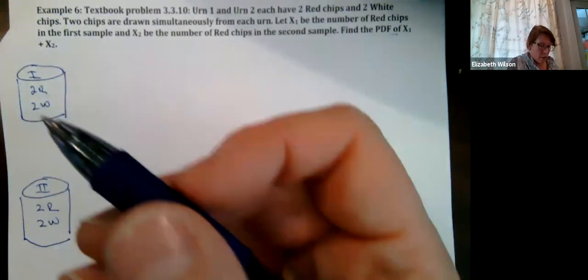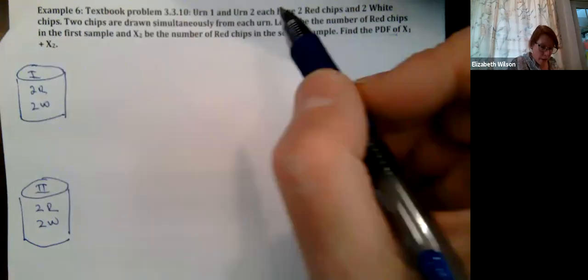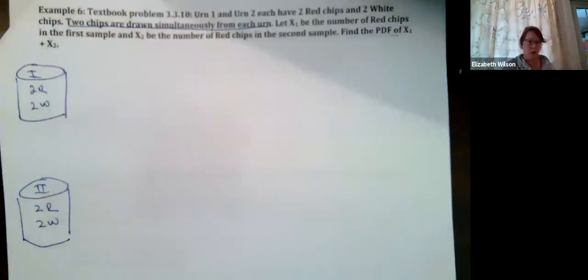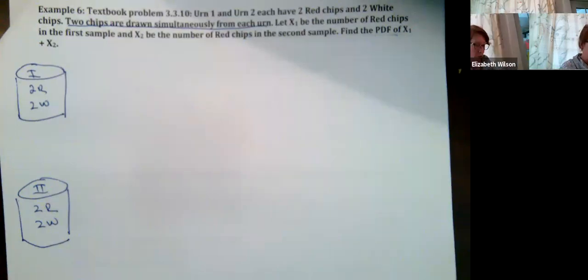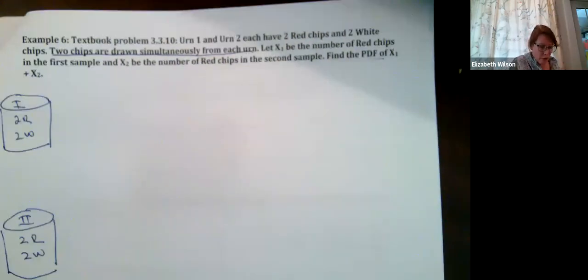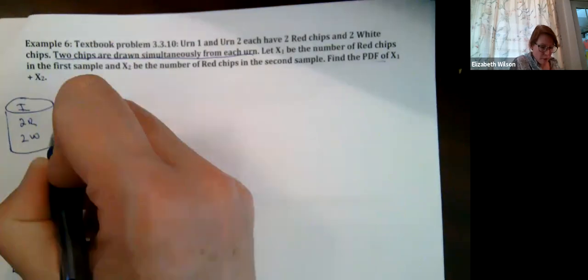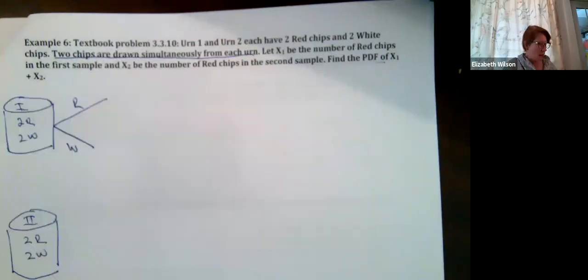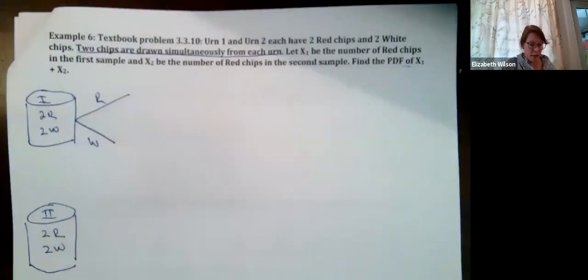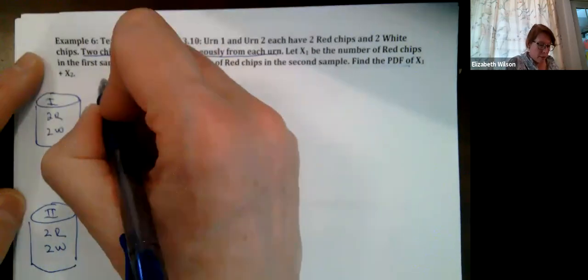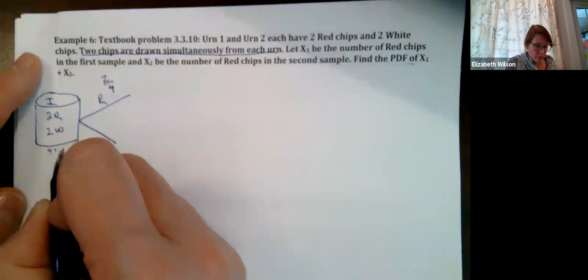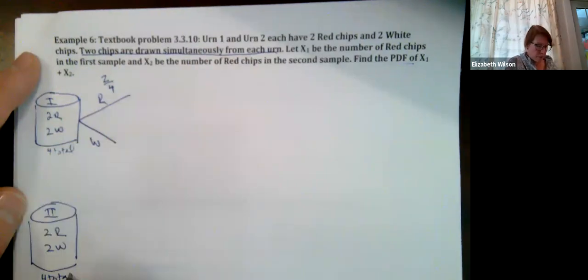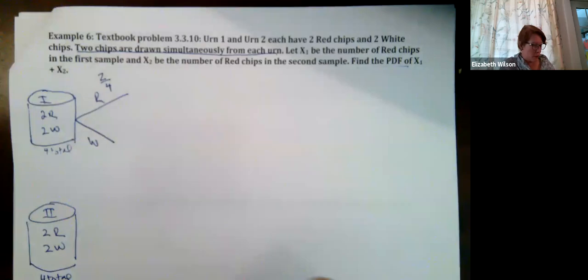So I'm taking out 2 chips. We'll write it down. We're going to take 2 chips simultaneously. I'm going to take out 2 chips from each urn. What that means is if I take out 2 chips, I could get a red chip or a white chip. So the probability of getting a red chip is going to be 2 out of 4, because I have 2 red chips and 4 total. Okay, let's do out our tree here for the first one, and we'll do the tree out for the second one.